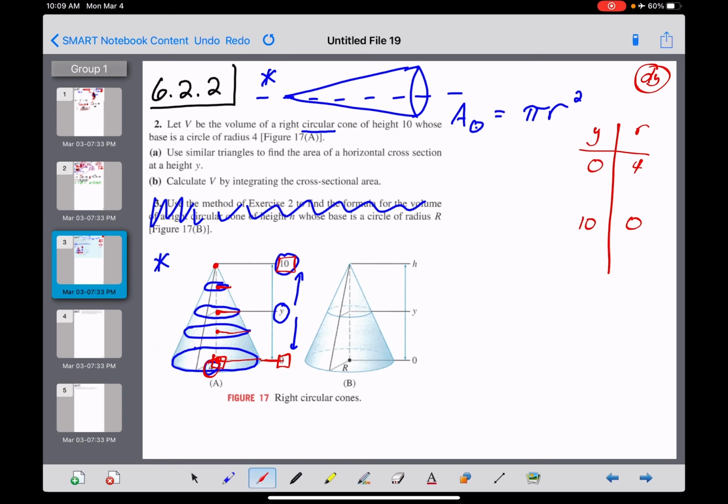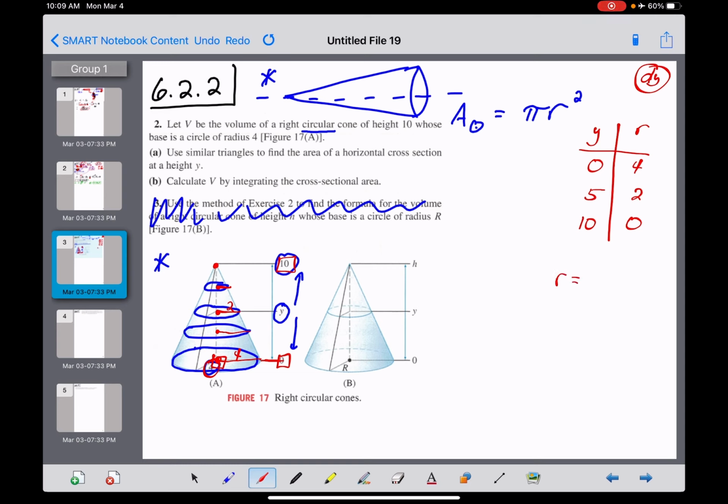And I think it stands to reason then, guys, that if we went halfway up on this thing right here, from the height from 0 to 10, that would be 5, that our radius would be halfway between the 4 on the bottom and the 0 up on the top, and our radius would be 2. So my question for you guys is, how do we take this little table of values here and try to come up with an expression that tells us r in terms of y?